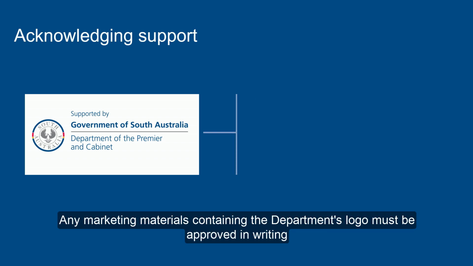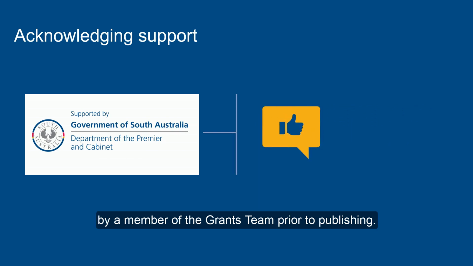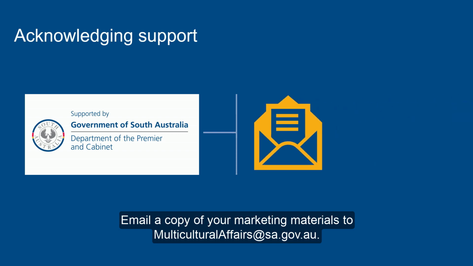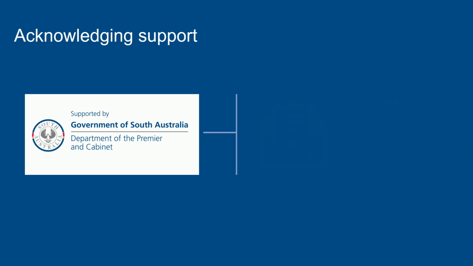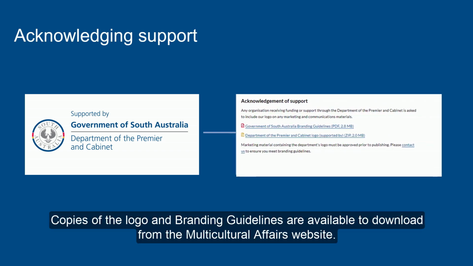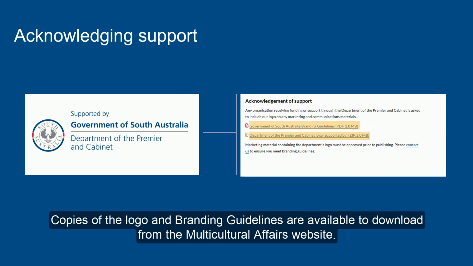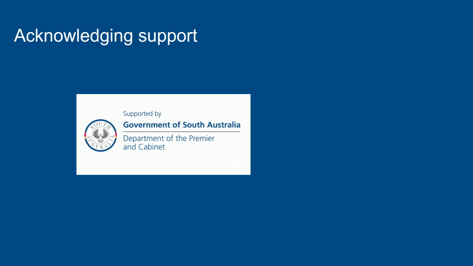Any marketing materials containing the department's logo must be approved in writing by a member of the grants team prior to publishing. Email a copy of your marketing materials to multicultural.sa.gov.au. Copies of the logo and branding guidelines are available to download from the Multicultural Affairs website.